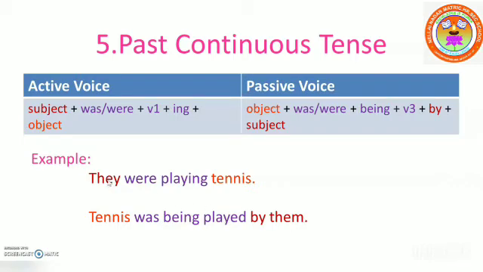In active voice, the subject is plural in number, so we use the plural to be form, were. But in passive voice, tennis is singular in number, so we use singular to be form, was, and then being, then V3 form, and then the pronoun they is changed into by them.